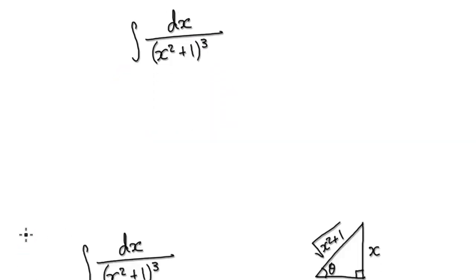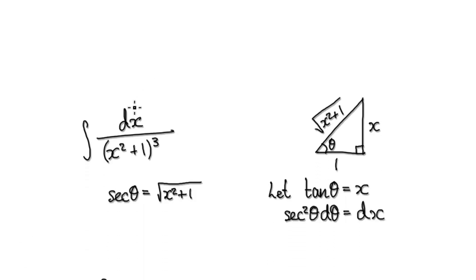Okay, so to do this, as usual, we would zoom into this bit here. Ignore this 3 for the time being. Now create a triangle in such a way that this thing will be true. If you make the opposite to be x and the adjacent to be 1, then the hypotenuse will have no choice but to be the square root of x squared plus 1. But we want this thing to the power of 3, and at the moment we've got the square root.